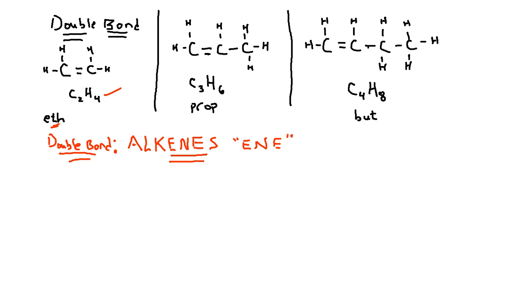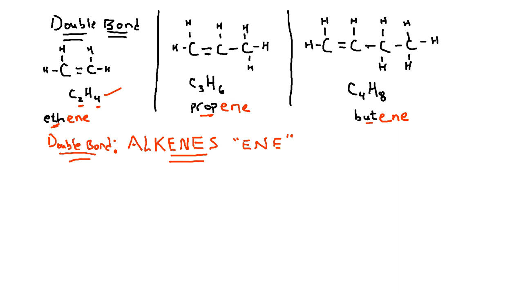Okay, 3 carbons is prop, right? But we have the double bond, so this is propene. 4 carbons we said was but. Now the ending is butene. Okay, and if we look, I think it's obvious, we see the formula. If we have n carbons, if this is 2, this is 4. If this is 3, this is 6. If this is 4, this is 8.